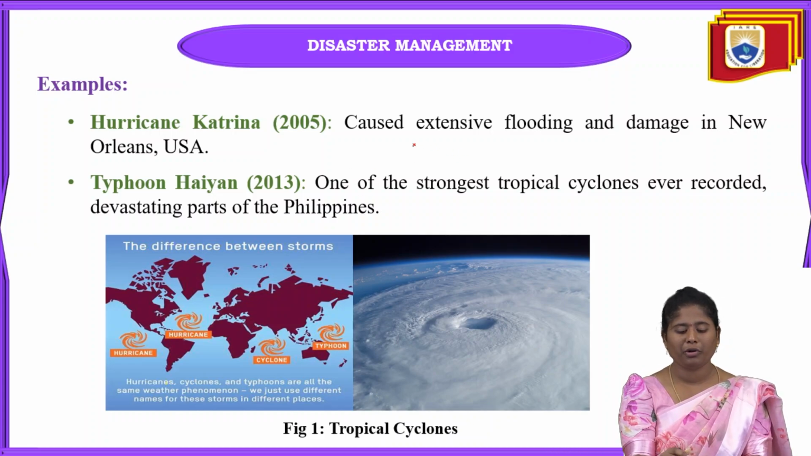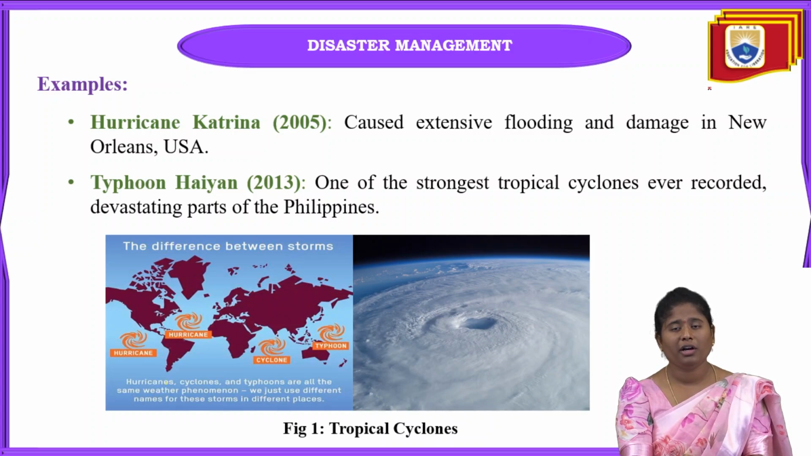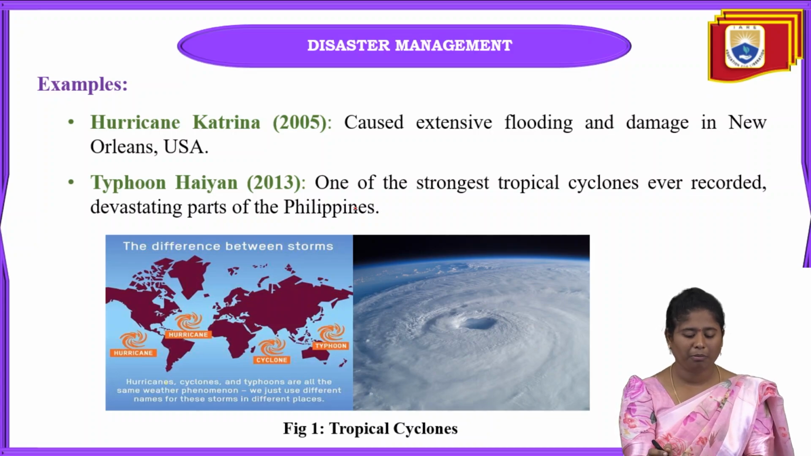Okay, and these are examples caused by tropical cyclones. One example is Hurricane Katrina, which occurred in 2005, and because of the extensive flooding there was so much damage in the USA. And the next one is Typhoon Hainan. It occurred in 2019. It is one of the strongest tropical cyclones ever recorded. It occurred in the Philippines.